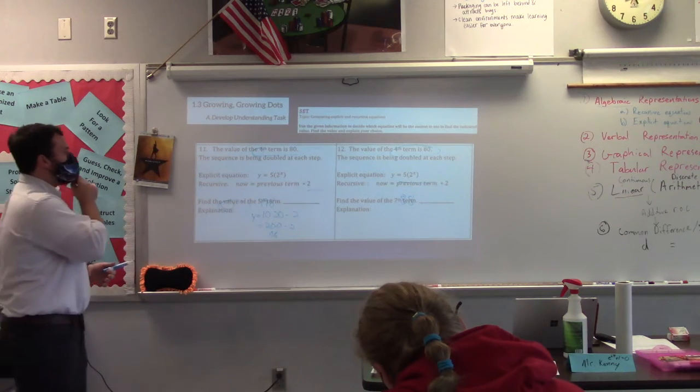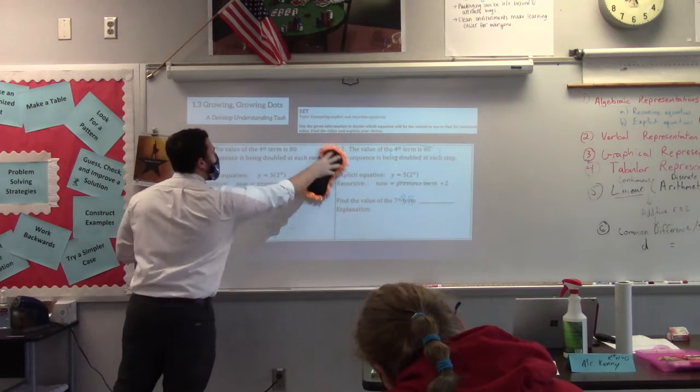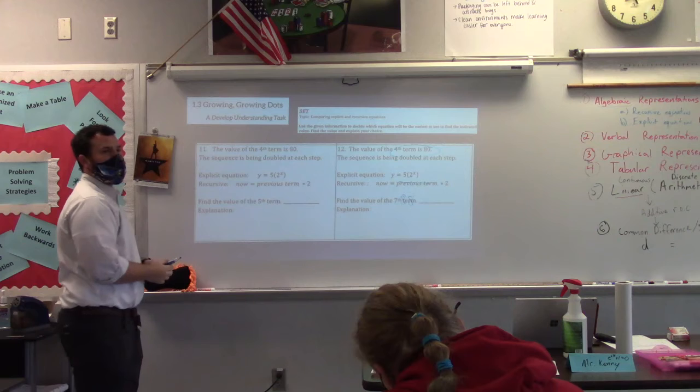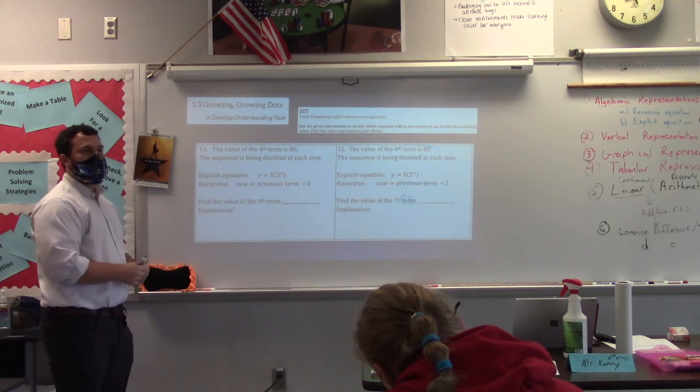So then when I look at number 11, I'm going from the fourth term of 80 to the fifth term. So should I do a recursive or explicit?